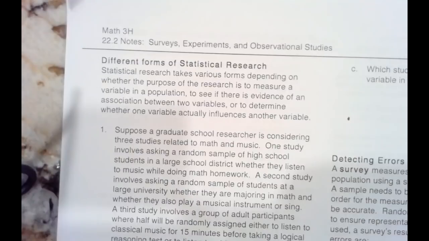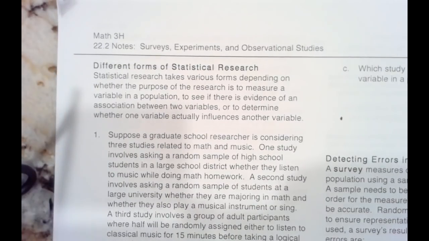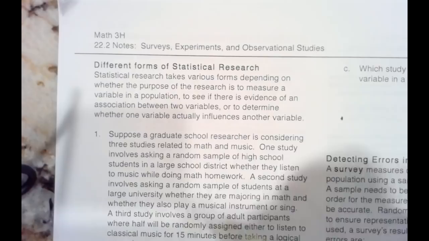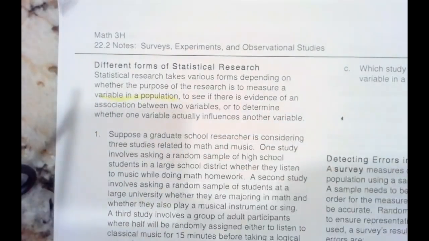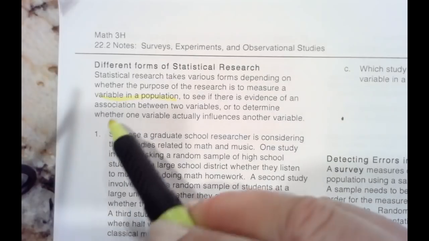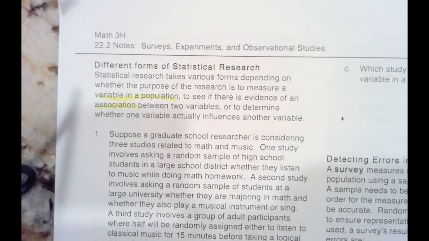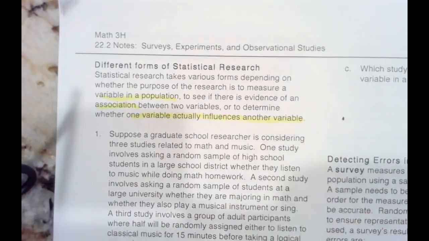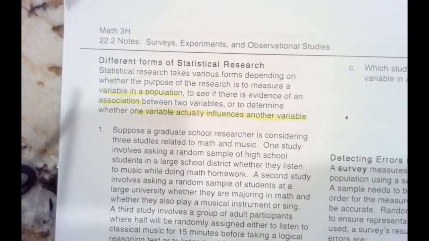Today you're going to learn about different forms of statistical research. Statistical research takes various forms depending on the purpose of the research. There's a couple different reasons. First one is to measure a variable in a population. We want to see if there is evidence of an association between two variables, or to determine whether one variable actually has an influence over the other variable.